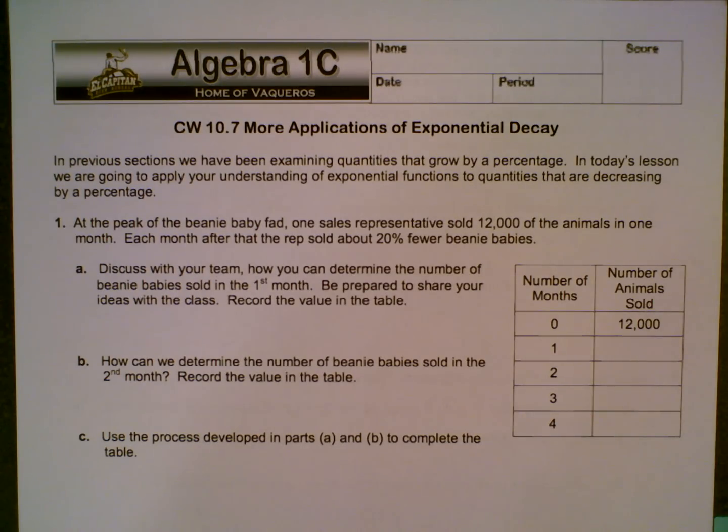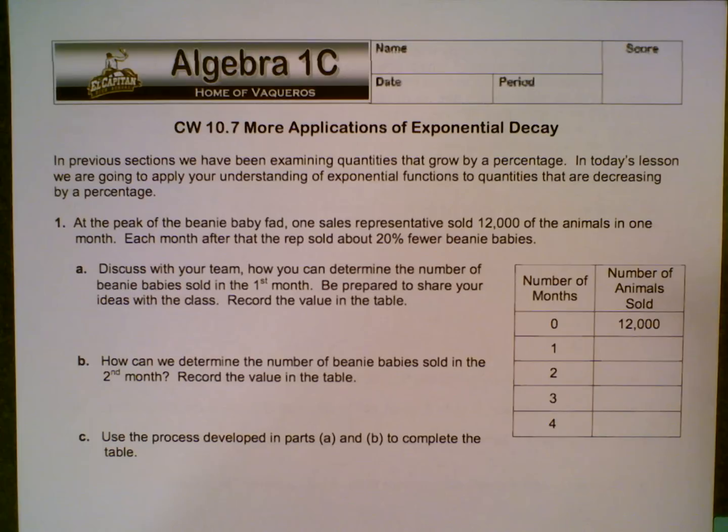Number one, at the peak of the Beanie Baby fad, one sales representative sold 12,000 of the animals in 1 month. Each month after that, the rep sold about 20% fewer Beanie Babies. So, question A, how can you determine the number of Beanie Babies sold in the first month? Be prepared to share your ideas with the class and record the value in the table.